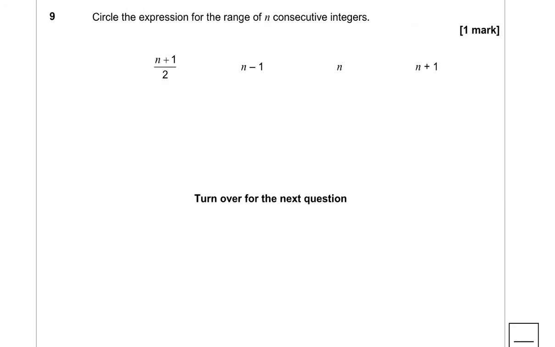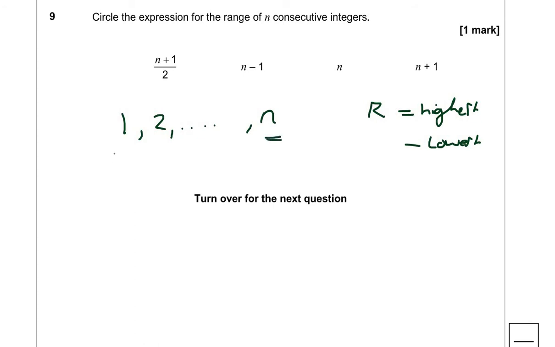Question 9. Circle the expression for the range of n consecutive integers. Well, what does this mean? It just means we might have integers 1, 2, up to n. And the range, so I'll just put r, is highest minus the lowest. So in this case, it's n take away 1.